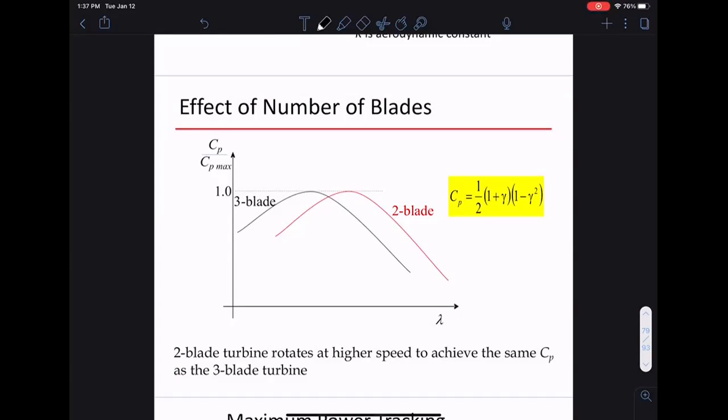But in practice, most likely we'll see 3-blade turbines. So why is that? Why don't we see 2-bladed turbines?